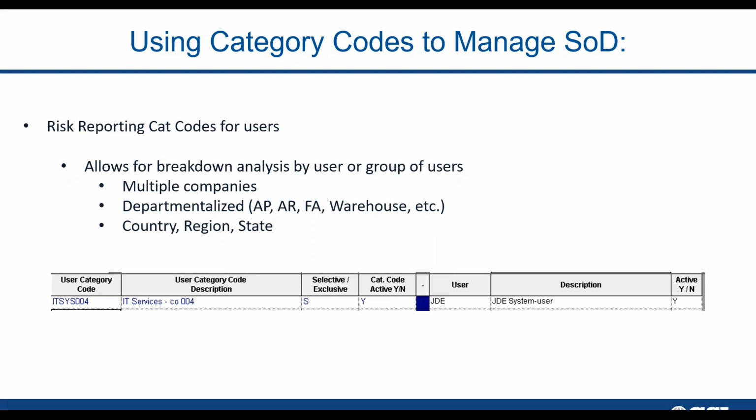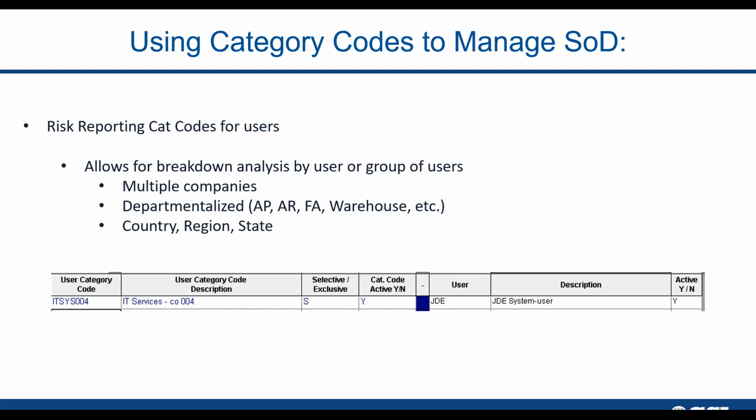It can be set up departmentalized: AP, AR, warehouse, inventory. If those all have managers in those departments and they're responsible for their users' access and monitoring and updating and explaining why a user has certain access, then that might be the more formidable way to construct your SOD reports and your category codes. And then finally, we've seen it done through country, region, and even state. It just depends on, again, the structure of the business. But as you can see, I just provided a sample here, again using our JDE user down there. This one, they wanted to call it IT sys, which is IT system users, or services, I should say.